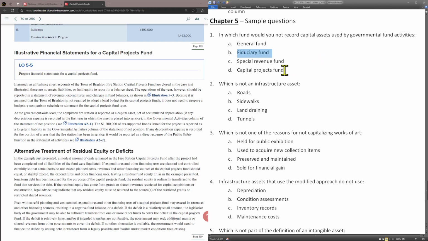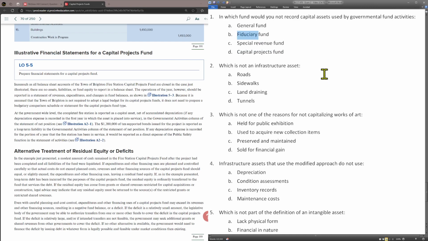So in other words, you can have a capital projects fund that is its own fund, but it is still under the general heading of governmental fund. So the answer here is fiduciary. Another one would be proprietary. Which is not an infrastructure asset? Roads are, sidewalks are, tunnels are. Land draining is not. Land draining is a land improvement.